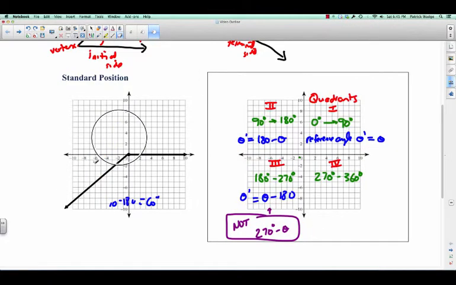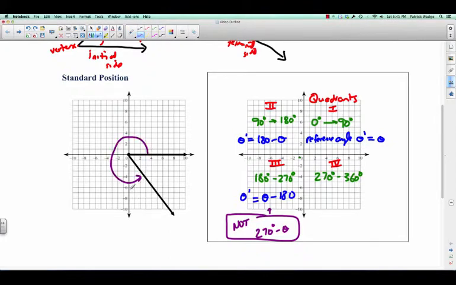Okay, the last one, we'll get rid of all this. We'll move this to the fourth quadrant, like this. Let's say that it is 300 degrees. Okay, that's my standard position angle. So where's my reference angle? It's between the terminal side and the x-axis, so it's right there. How much is it? Well, if this is 300, how much do you need to go finish it off? You need 60. So how do we do that mathematically? To get the reference angle, we take 360 and subtract the standard position angle. Okay, there you go. Let's try a few of those.